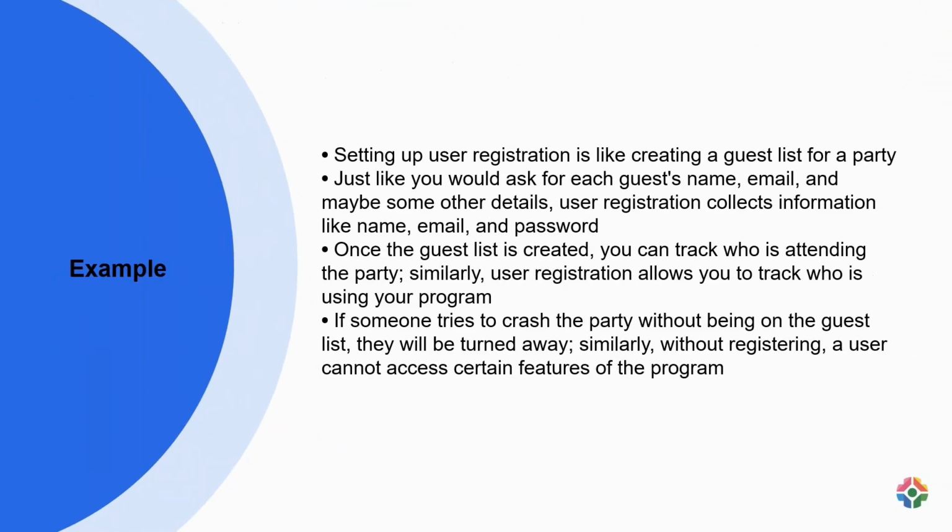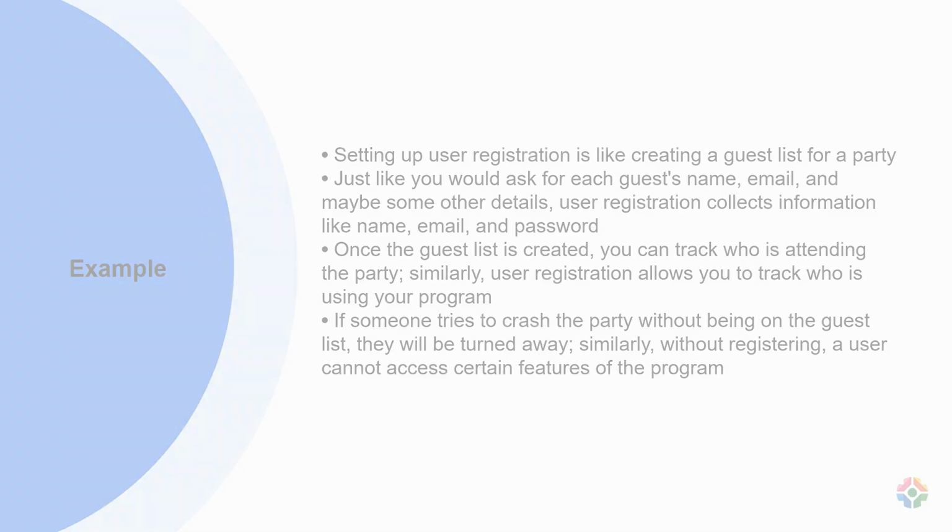Setting up user registration is like creating a guest list for a party. Just like you would ask for each guest's name, email, and maybe some other details, user registration collects information like name, email, and password. Once the guest list is created, you can track who is attending the party. Similarly, user registration allows you to track who is using your program. If someone tries to crash the party without being on the guest list, they will be turned away. Similarly, without registering, a user cannot access certain features of the program.